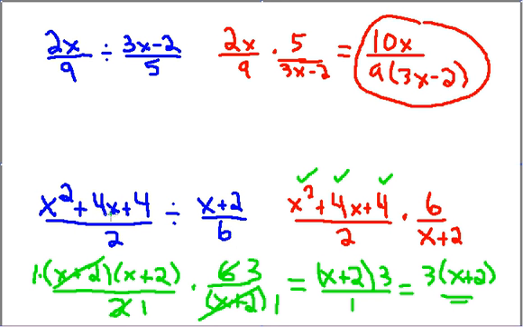So remember here what we did in this problem. We rewrote it. We changed our division to a multiplication and flipped this second fraction by making its reciprocal. We then took a look. We saw that this polynomial over here could be factored, so we did that. We then canceled common factors, which left us with 3 times x plus 2.